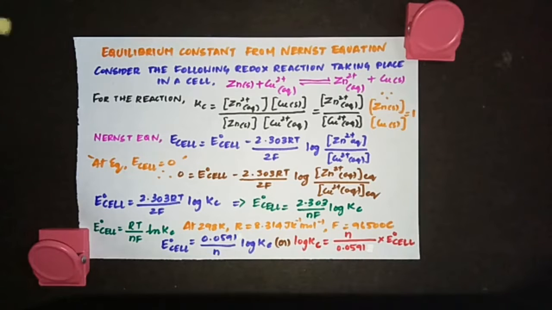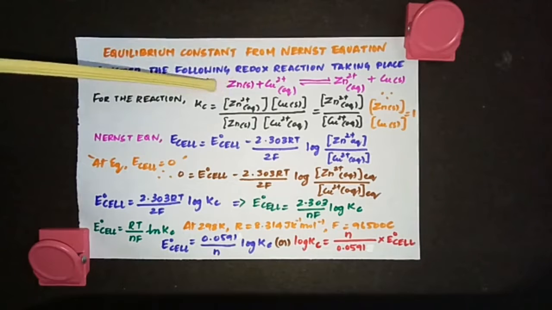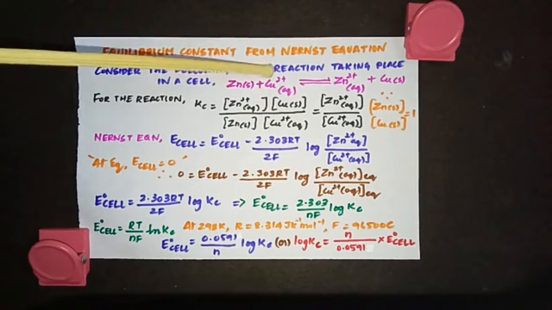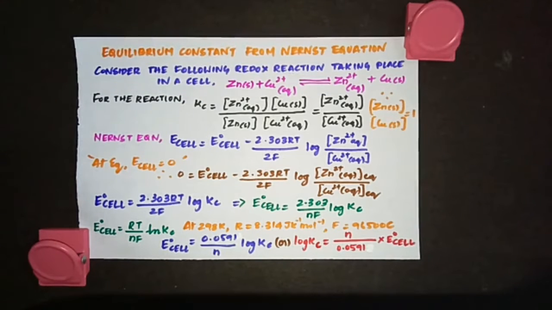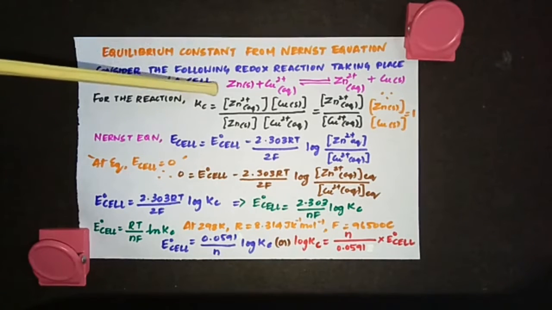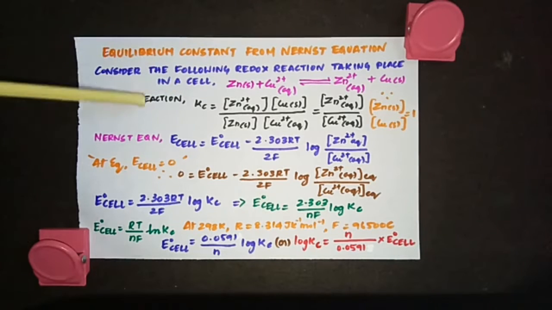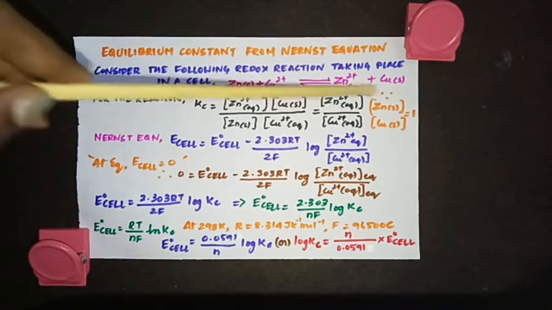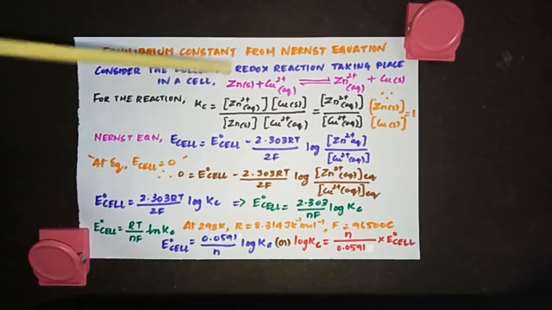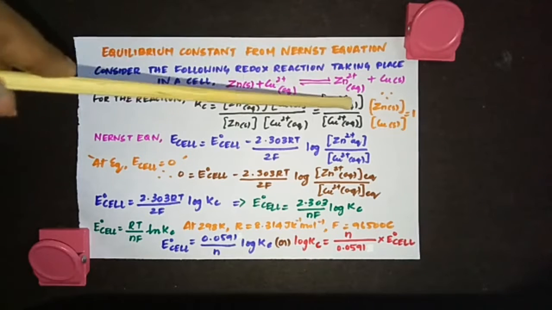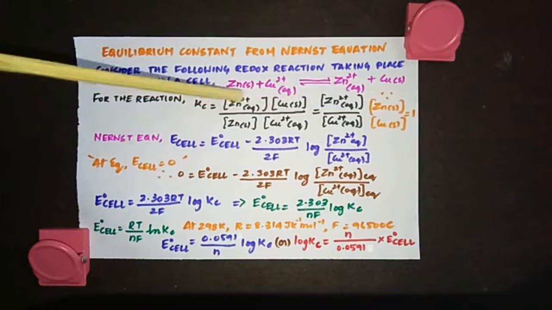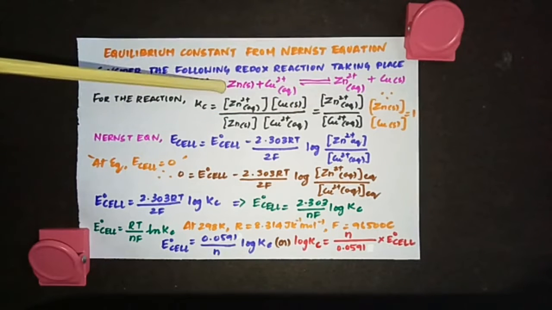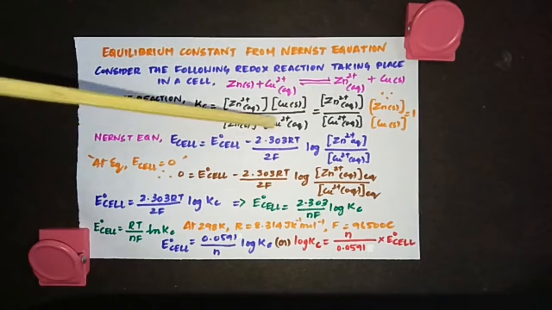So we are taking the redox reaction taking place in a cell. So this is the redox reaction, Zn solid plus Cu2 plus, giving you Zn2 plus and Cu solid. Here a state of equilibrium is reached, which means the forward and the backward reaction are taking place at the same rate. So for this reaction, how to write Kc? I told you Kc is nothing but the product of the concentration of the products divided by product of the concentration of the reactants. So what are the products here? Zn2 plus and Cu. So the concentration of Zn2 plus into concentration of Cu, divided by the reactants, Zn solid and Cu2 plus.